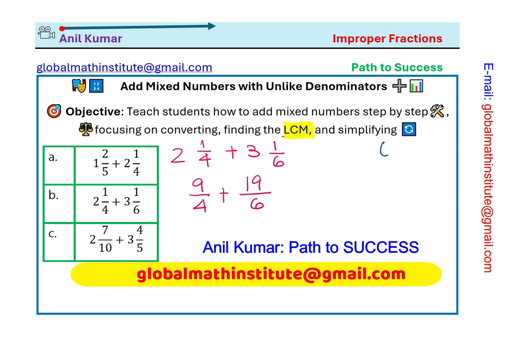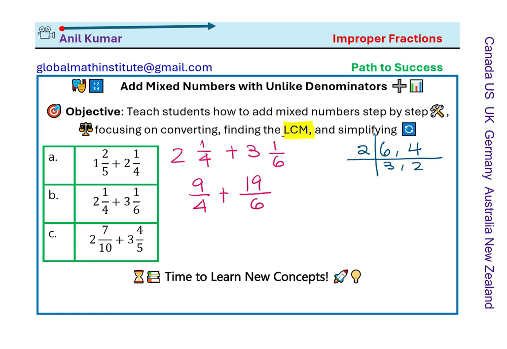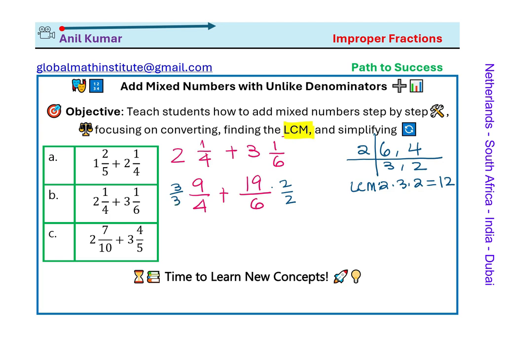One technique which is very easy to use is division. This is a special division. So we can divide both by 2, right? And so we get 2 times 2 times 3, which is 12. That is our LCM, right? So to make it 12, I have to multiply this by 3 and this by 2, correct? And let's rewrite. So this is equal to 3 times 9, which is 27, over 12, plus 19 times 2, which is 38, over 12, right?